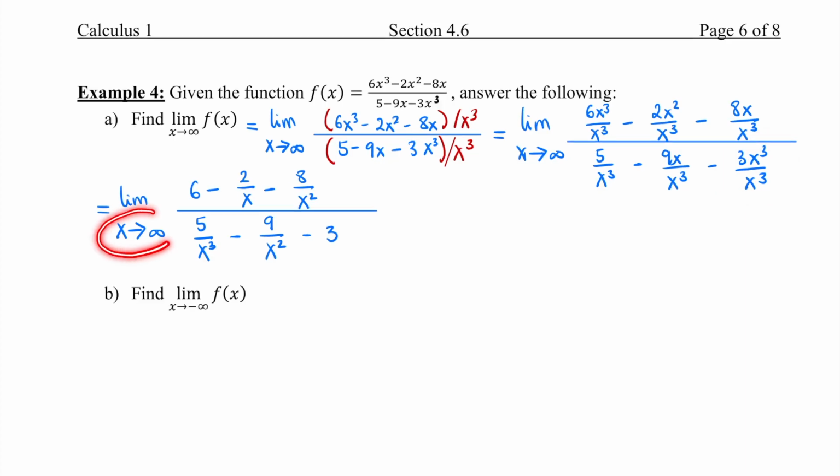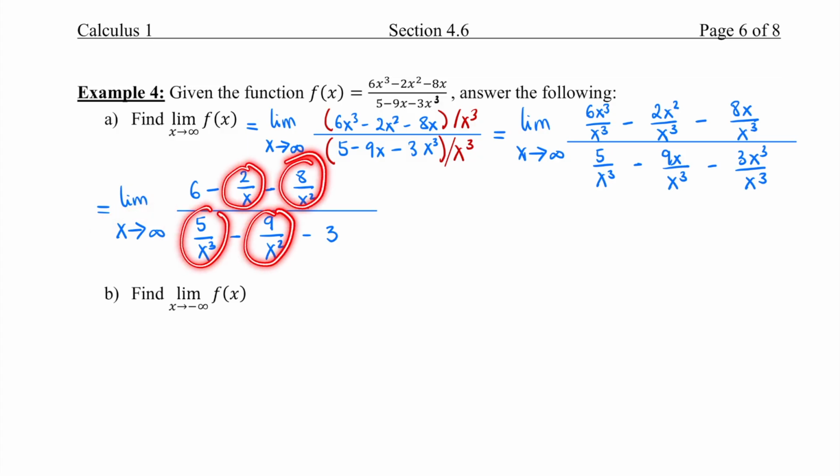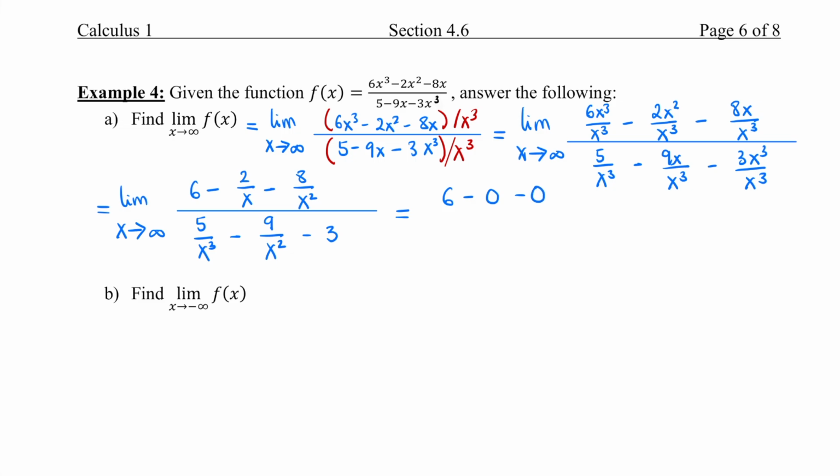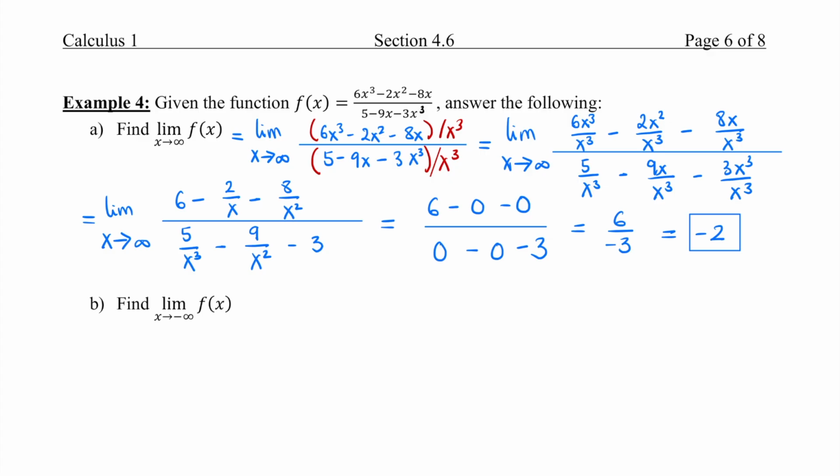As x approaches infinity, all of these fractions go to 0. So we have 6 minus 0 minus 0 over 0 minus 0 minus 3. So we have 6 over negative 3, which is negative 2. So the limit of f of x as x approaches infinity equals negative 2.